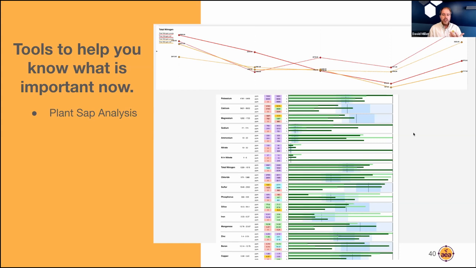So when we look at this sap analysis, and this is just a very quick overview to give you an idea of what tools are available to you, the bottom bar on potassium here is the first sample. Here's the second sample, and here's the third sample. And this is by all indications showing that we have sufficient levels of potassium in this cotton crop.